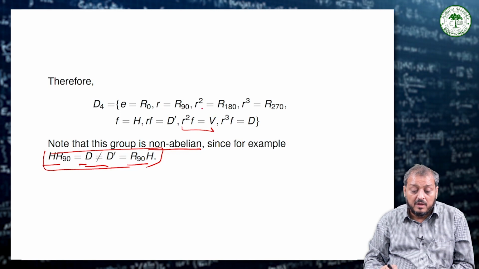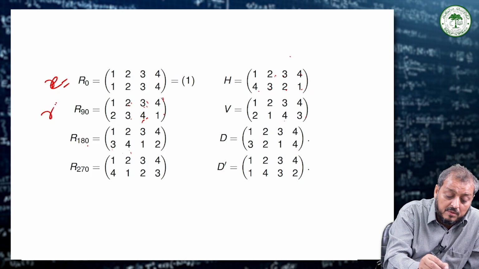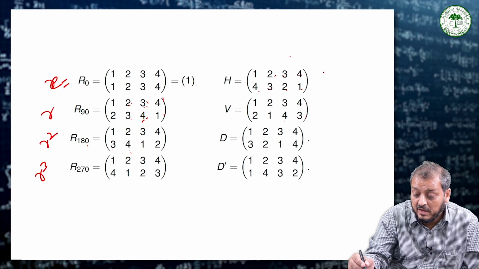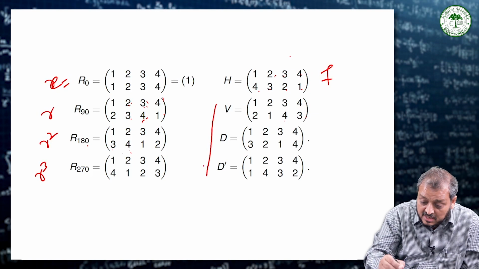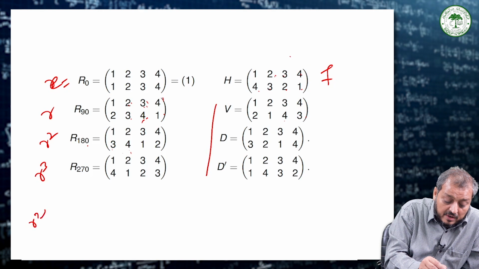So for example, this is E, not a problem, R square, R to the power 3, and this is equal to F, and these three are the combination of these. So we have to calculate the R square F.